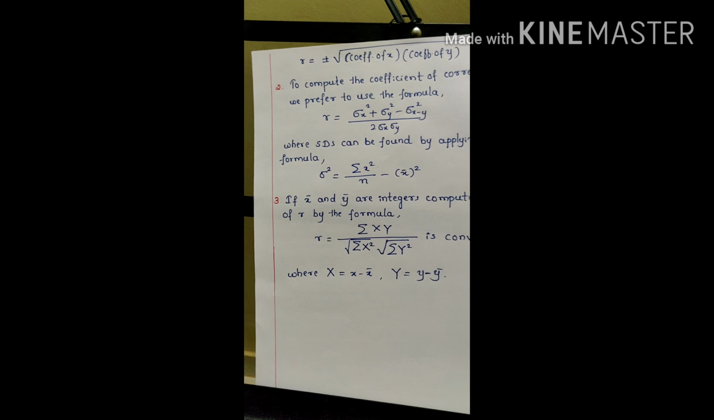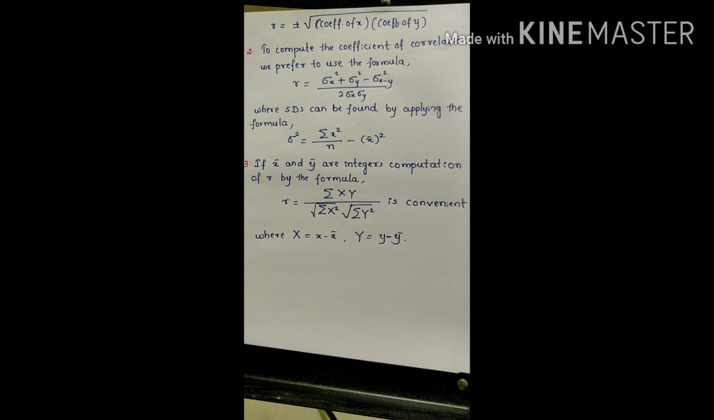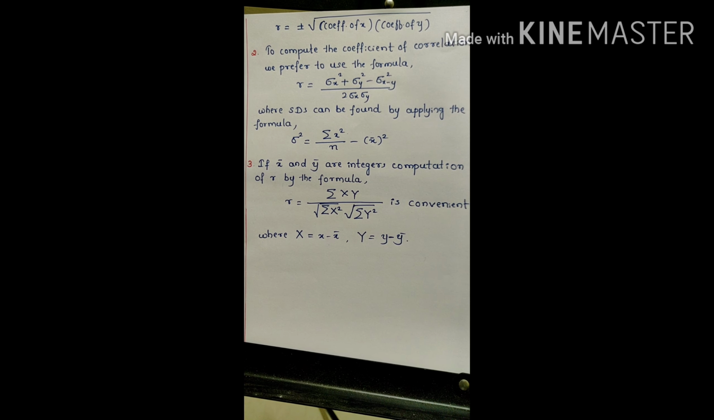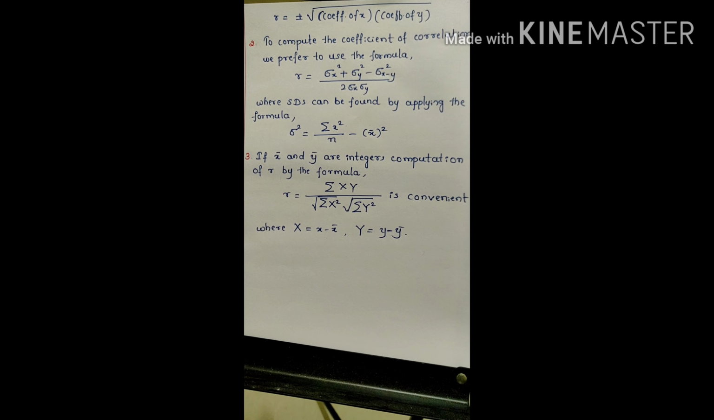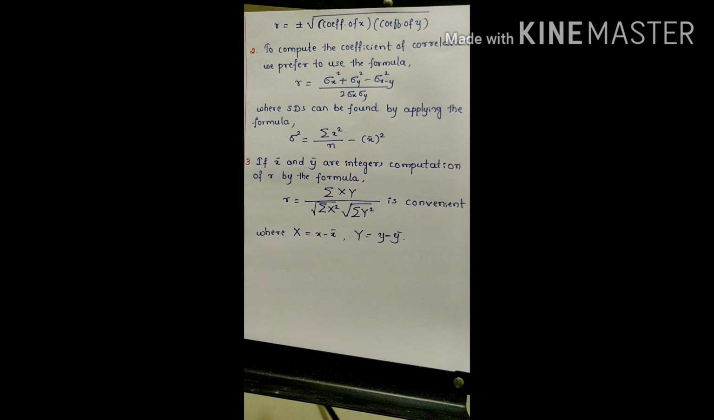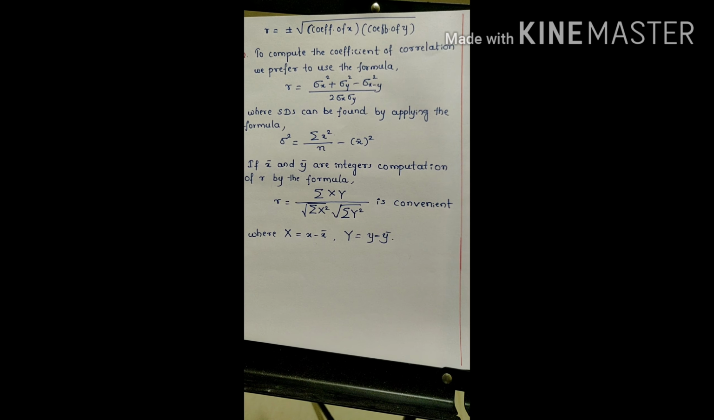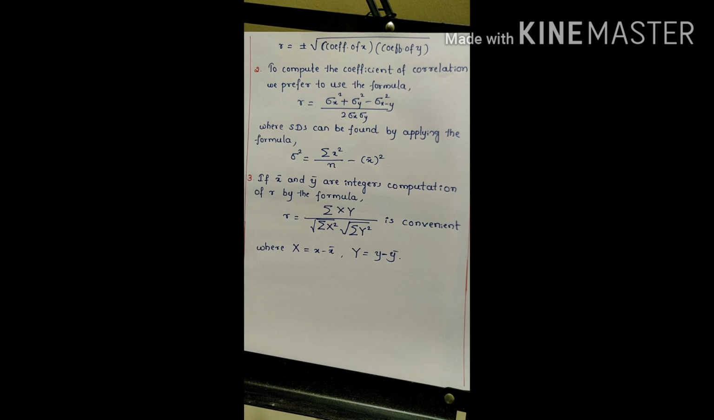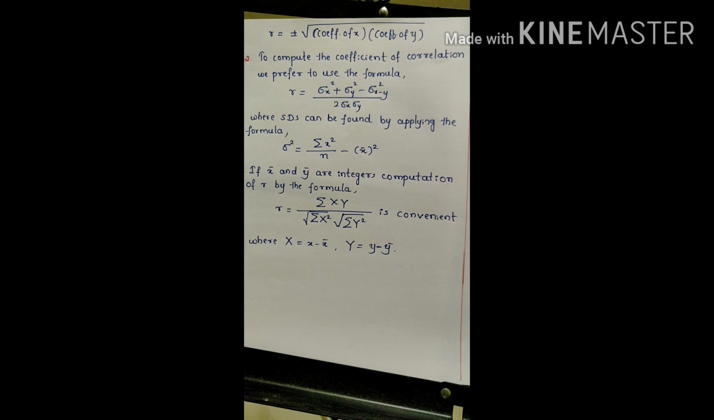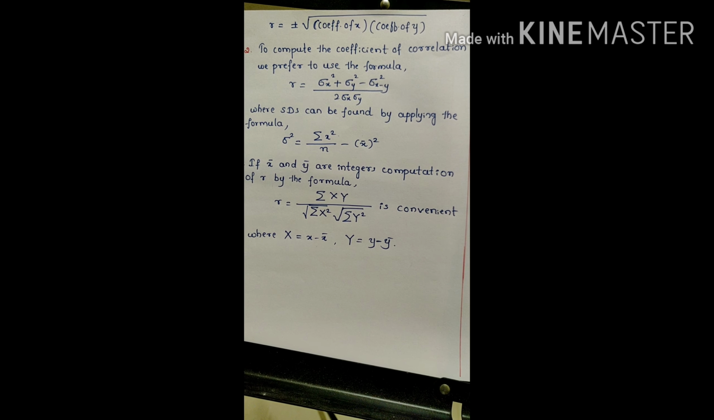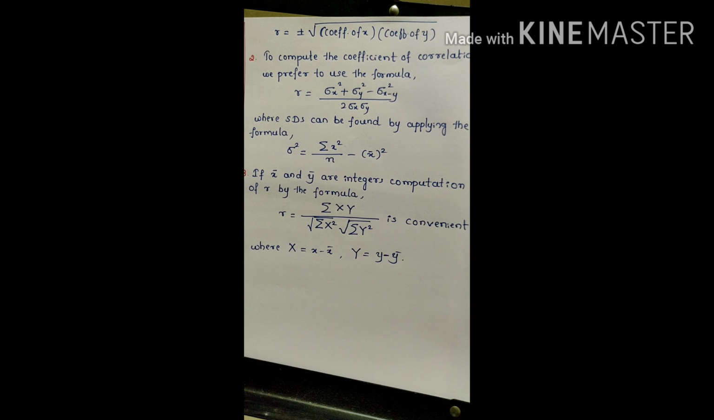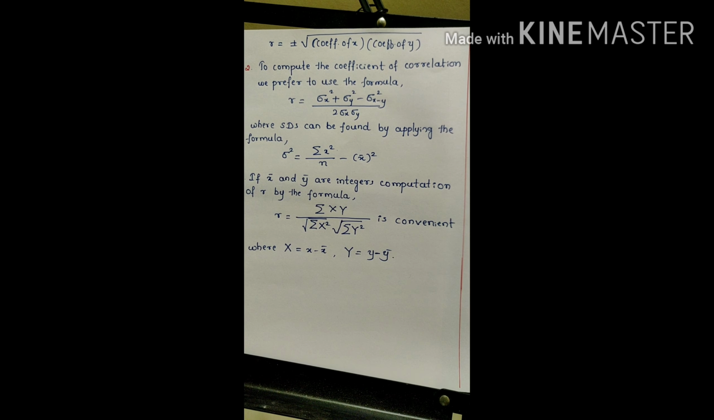Now the second note is, to compute the coefficient of correlation, we prefer to use the formula r equal to sigma x square plus sigma y square minus sigma of (x minus y) square divided by 2 times sigma x into sigma y, where standard deviations can be found by applying the formula sigma x square is equal to summation of x square by n minus x bar whole square. So if you are given the xy data, find their mean and standard deviation, and after that substitute in the given formula, so that we will get the coefficient of correlation.